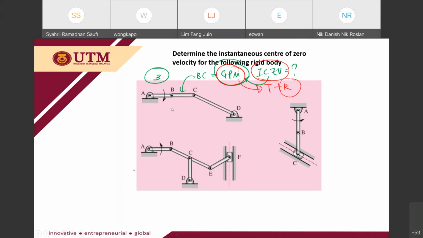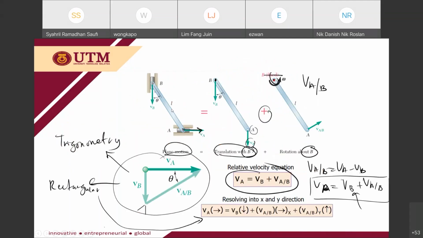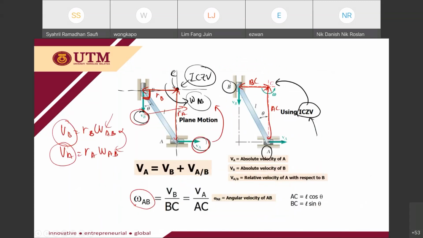Okay, so for this case, for the relative analysis here, you can determine the omega AB based on this VAB, based on this velocity of point B, then you can determine the omega AB. Okay, for relative motion. But for the instantaneous center of zero velocity, first you need to determine the center of zero velocity, and then from that center you can determine the omega, based on the radius from the velocity to the center of zero velocity.